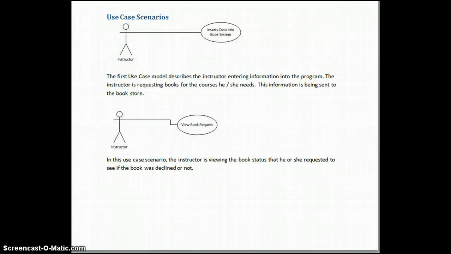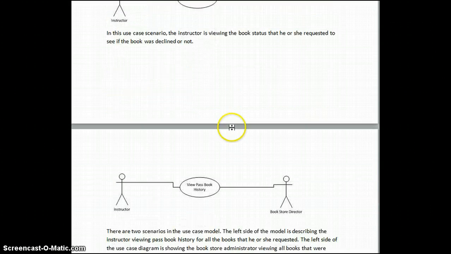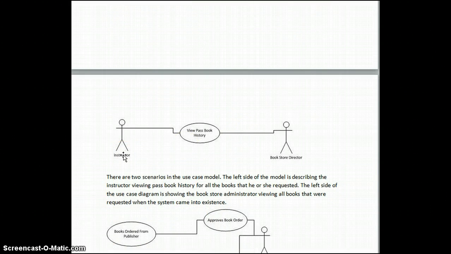We use different types of diagrams. We use use case scenarios that went hand in hand pretty much with the requirements that were gathered. For example, in this use case scenario, it shows that the instructor is inserting data into the bookstore system. In this one, the instructor is viewing the books that they requested. In this one, they have an instructor as an actor and a bookstore director, also known as an administrator, viewing past book history.